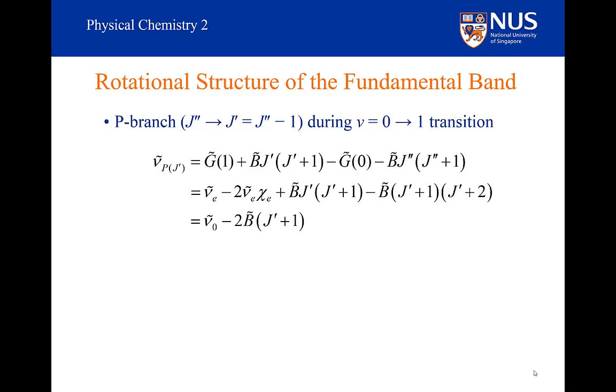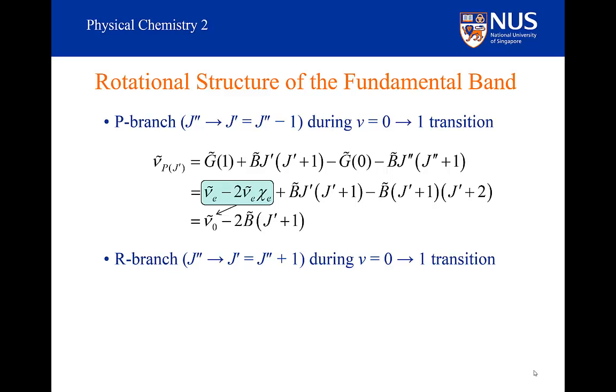We can now simplify this expression and this is what we get. B into J prime plus 1 minus B into J prime plus 1 into J prime plus 2 will just be 2B into J prime plus 1. So we have our fundamental frequency, which is nu0, minus the result from the difference in the rotational energies, that is 2B into J prime plus 1.